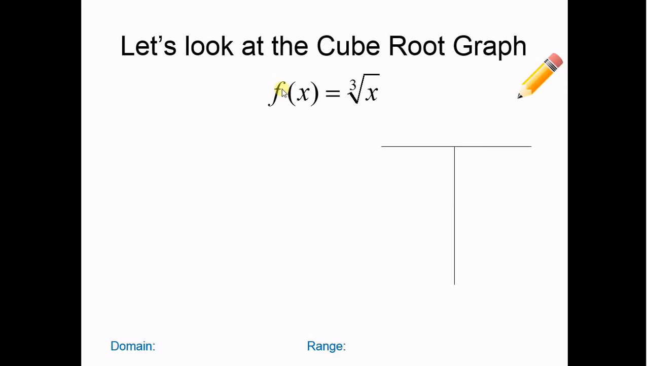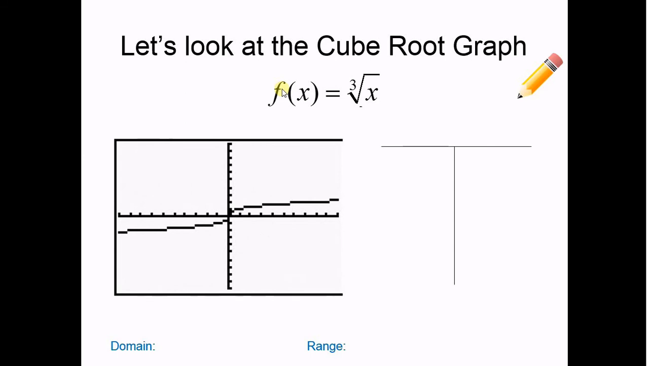So f of x equals the cube root of x. What the graph's actually going to look like is something like that. It's going to look kind of like a sideways S. If you turn your head, you'll see an S, or it kind of looks like an S right here.